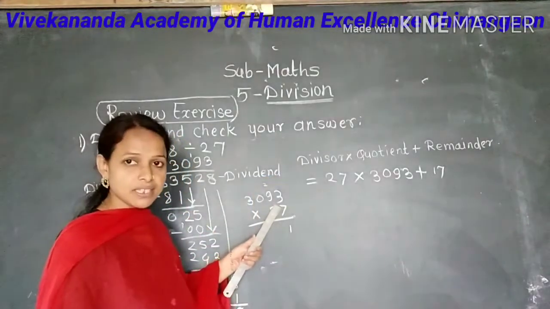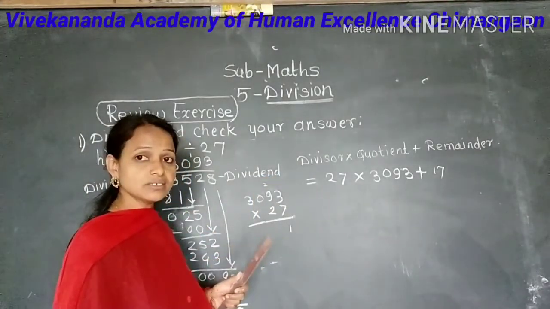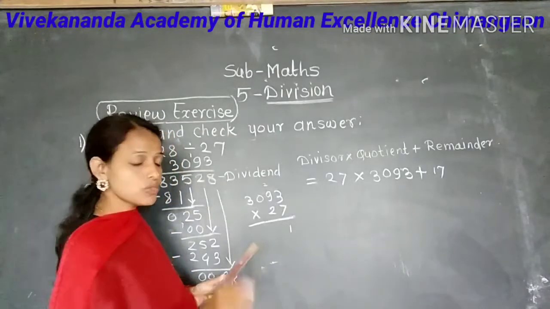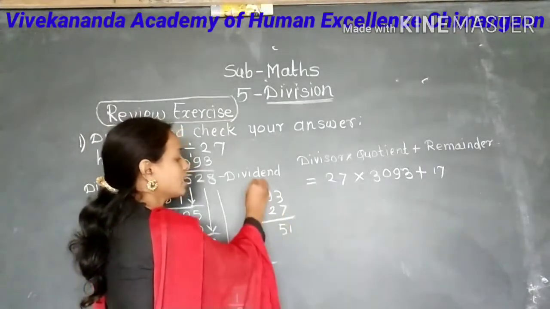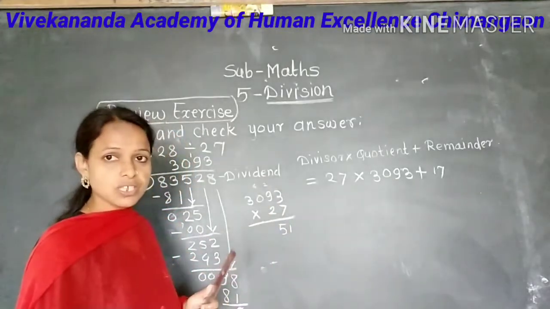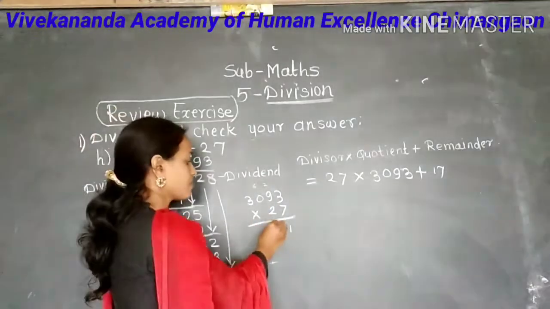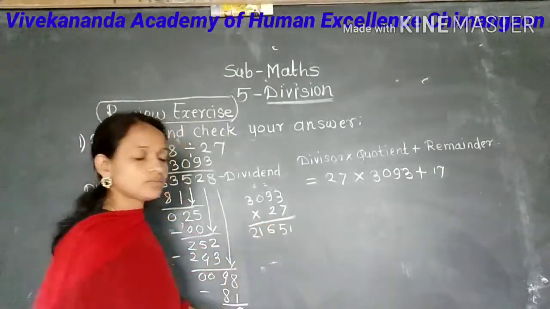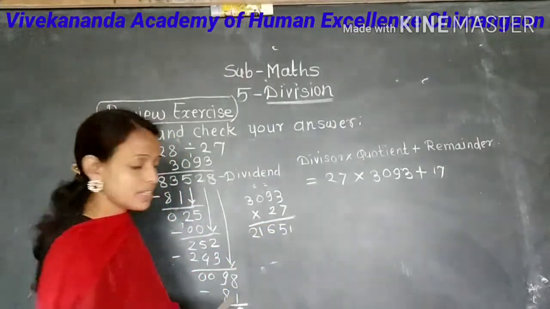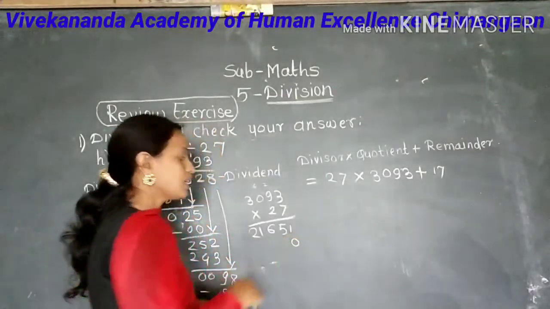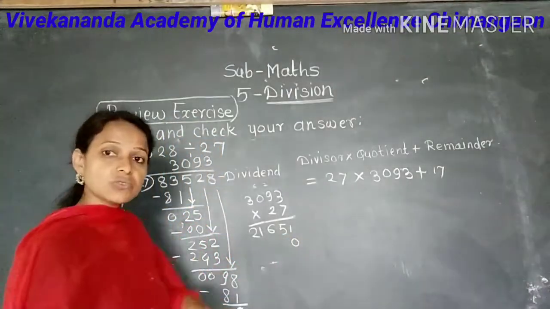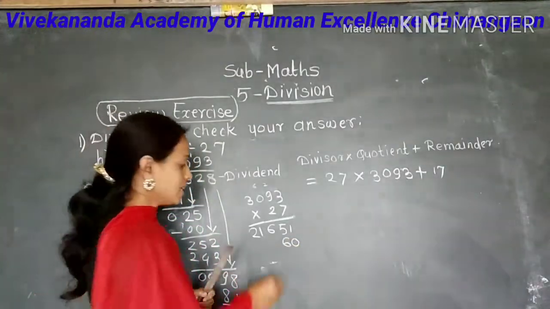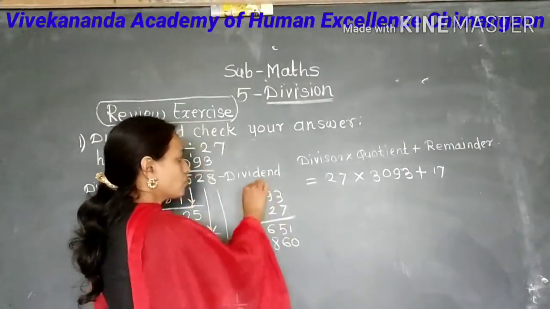Now multiply 9 by 7. 7 9s are 63. 63 plus 2, 65. 5 carry over 6. 7 zeros are 0. 0 plus 6, 6. And 7 3s are 21. Now we multiply by 20. Put 0. Now multiply 3 by 2. 2 3s are 6. 2 9s are 18. 8 carry over 1.